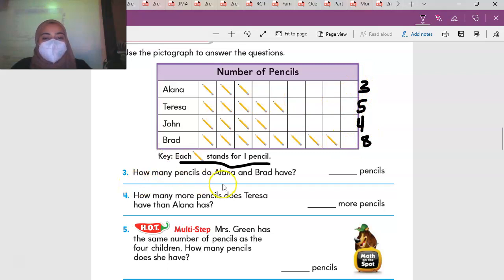Number 3, how many pencils do Elena and Brad have? What does "and" mean? 11? "And" does not mean 11. What does "and" mean? Add. That word needs to be boxed. That means we're going to add Elena and Brad. Elena is 3 and Brad is 8, and 3 plus 8 is? 11. Good job.